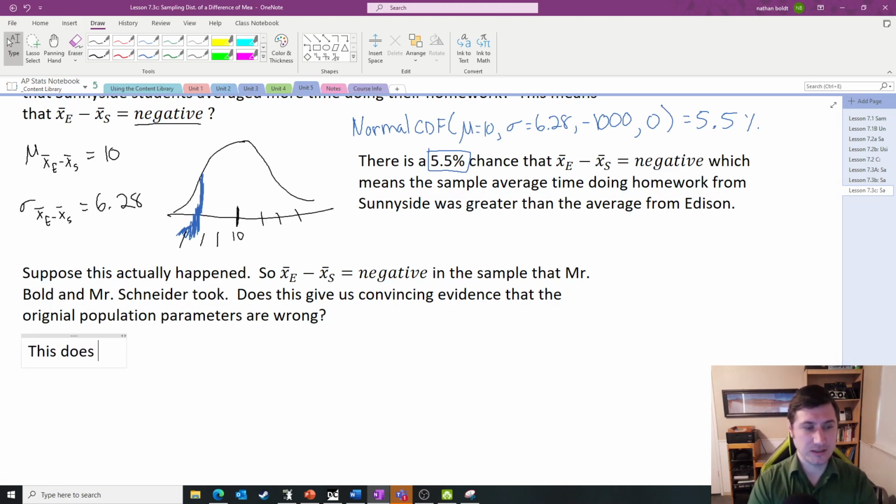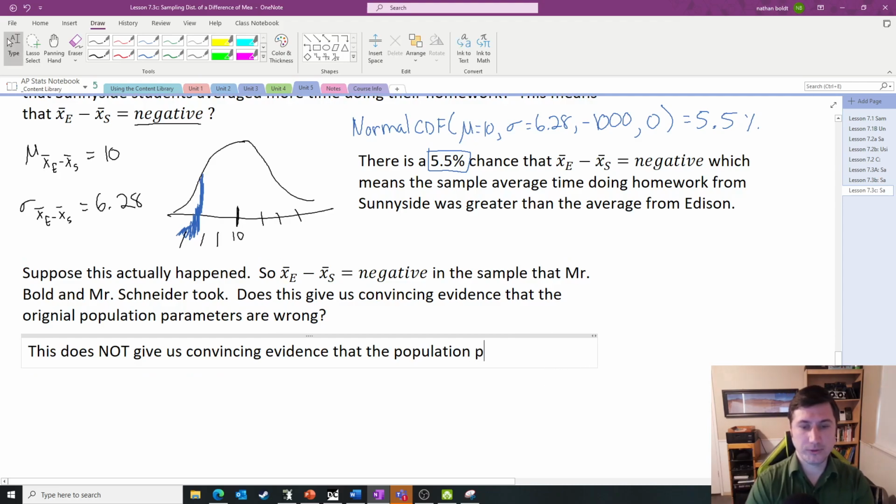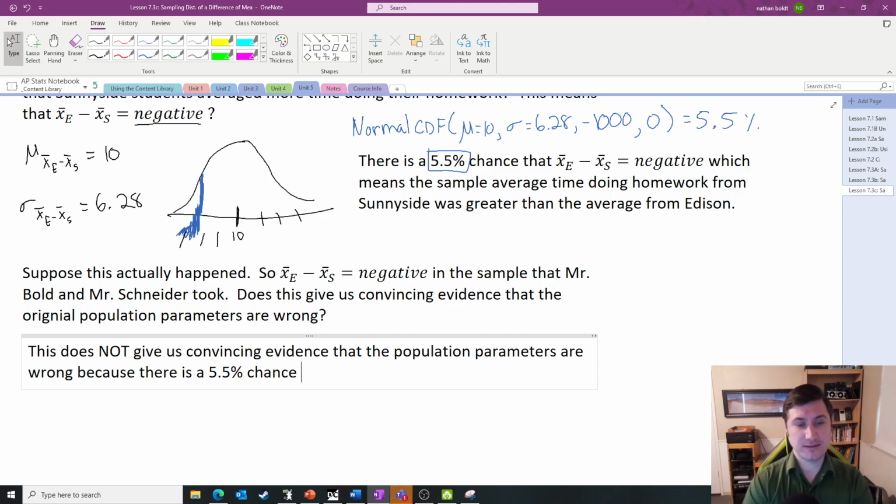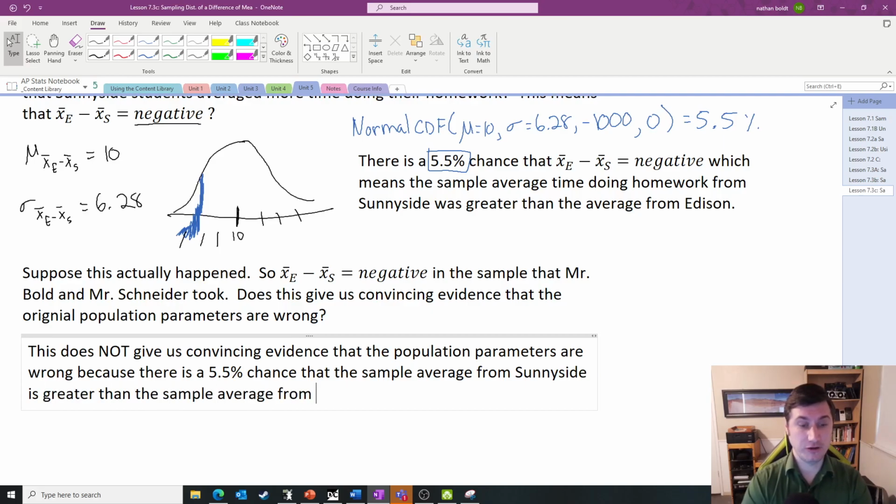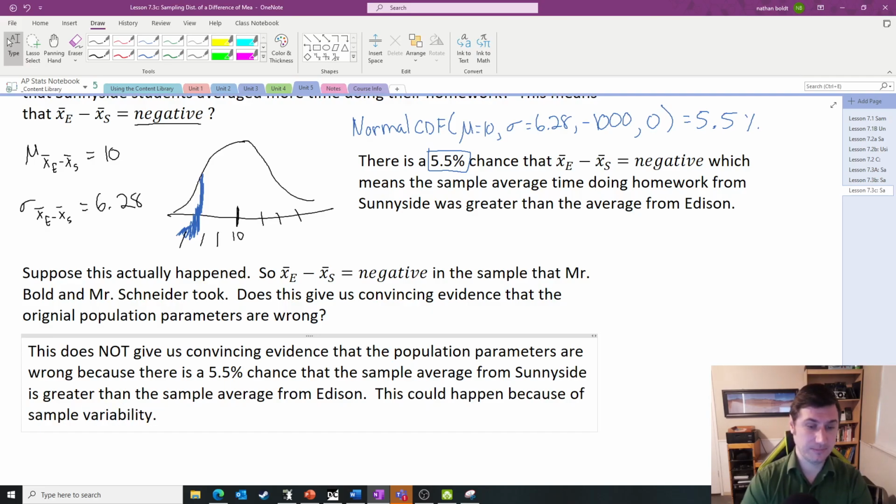All right. So this does not give us convincing evidence that the population parameters are wrong, because there is a 5.5% chance that the sample average from Sunnyside is greater than the sample average from Edison. This could happen because of sample variability. All right, it could. Now, it's a slim chance, I'll give you that, but I don't think that's low enough to give us convincing evidence to reject the population parameters we were given. I think you want a much smaller percent chance to really reject the beginning.